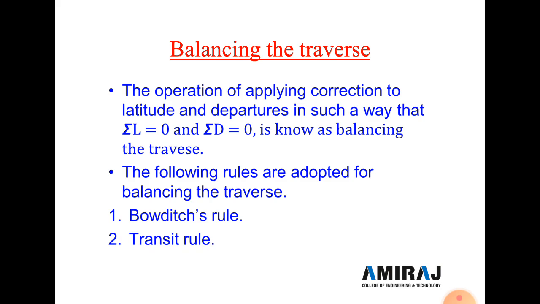Now here we start a new topic, balancing the traverse. The operation of applying correction to the latitude and departure in such a way that the sum of latitude is equal to 0 and the sum of departure is equal to 0 is known as balancing the traverse. The following rules are adopted for balancing the traverse: first is the Bowditch rule, and second is the transit rule.